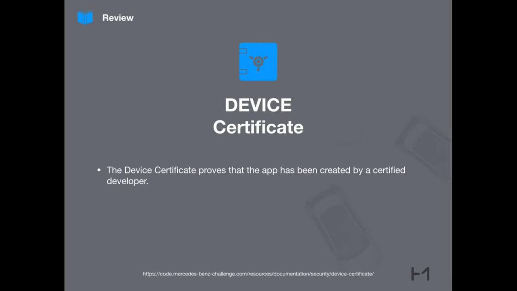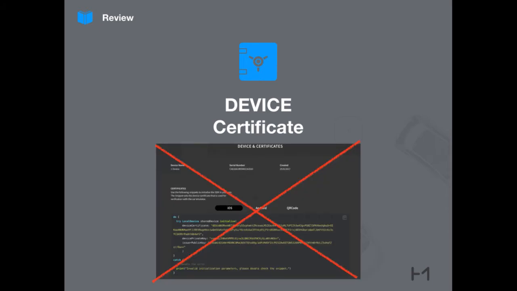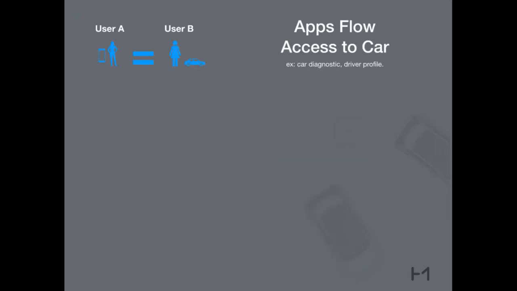Just a review. If you want to know more about how the device certificate works, its internals, you can visit the link above. As I mentioned, it's just a certificate that proves the app was created by a certified developer. By doing this step, you don't need to copy and paste the device certificate anymore, so you are independent from that part. Let's go to the next part.